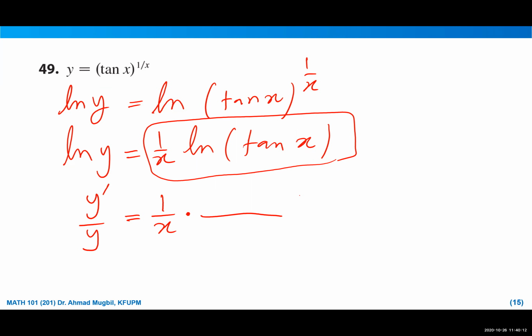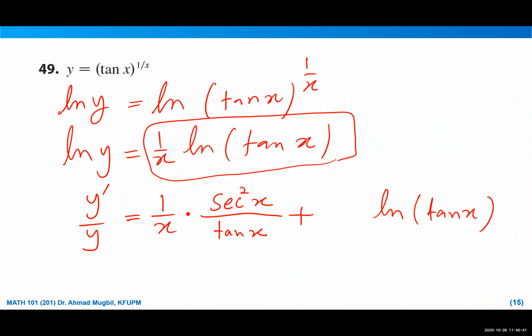What will be the derivative of the second one? Ln tan x. We put tan x in the denominator, and here the derivative of tan x. What is it? Okay. Secant squared x. Be careful, ya Abdullah. Plus. Now this is the product rule. This is the first times the derivative of the second. Now we will have the second, multiplied by the derivative of the first.